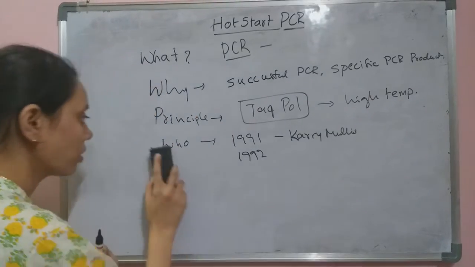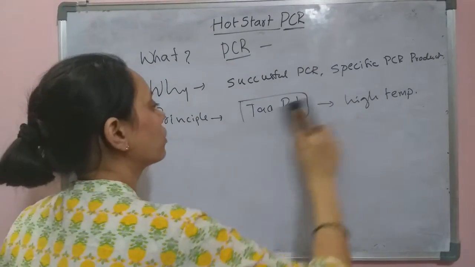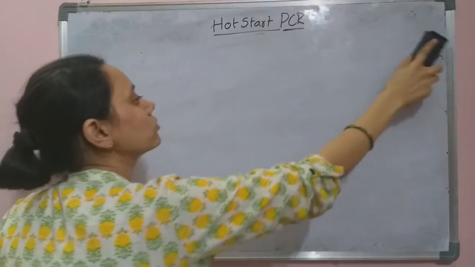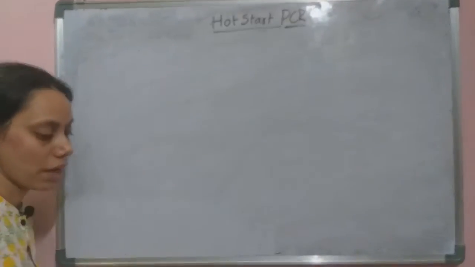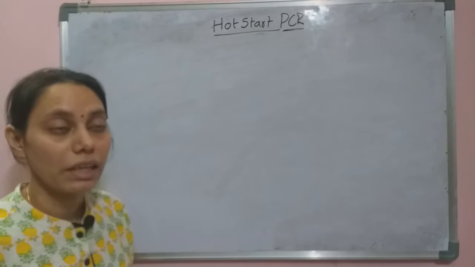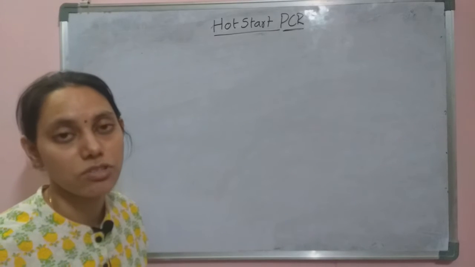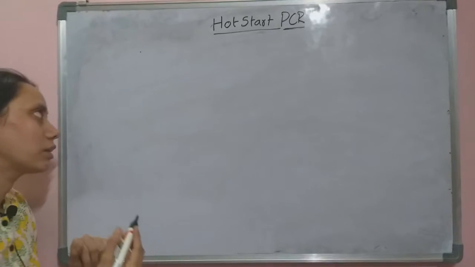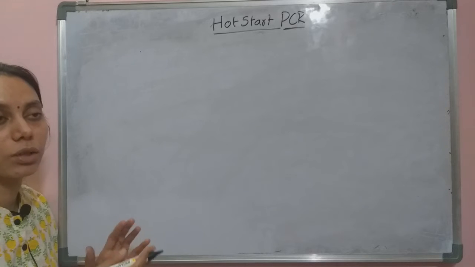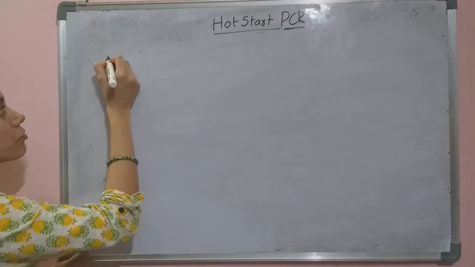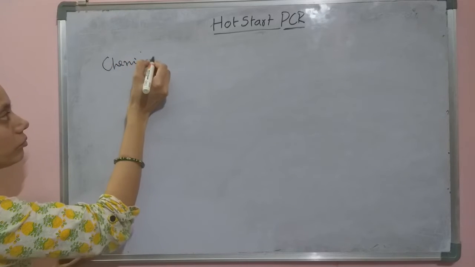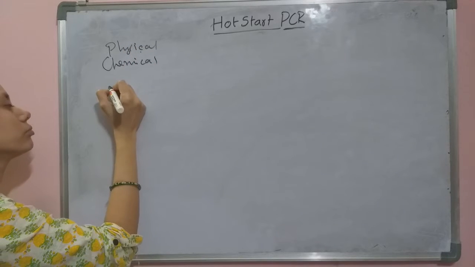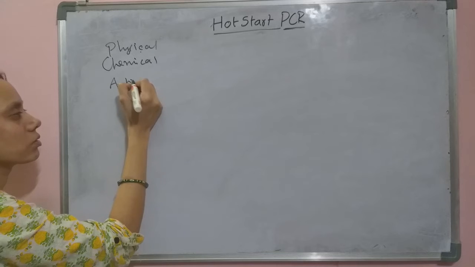But coming to the detailed story, how we will block the Taq polymerase activity, or how we will block the DNA synthesis until the denaturation temperatures are reached in the experiment. So basically, we block the Taq polymerase activity, polymerization, by different methods that may be chemical, or physical, or antibody mediated.